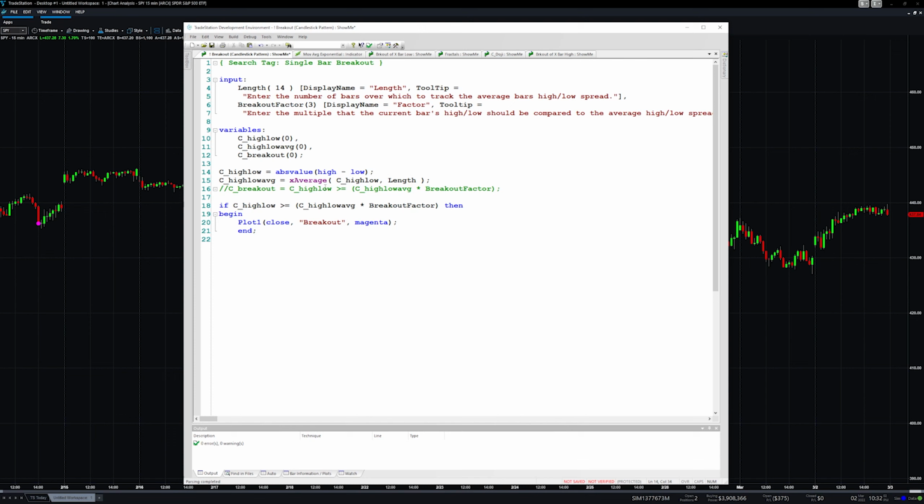And then we have our high-low average, so we're using the exponential moving average of this number right here, the high-low, by the length, 14. And so now what we're saying, if our high-low, which is just the difference right here, is greater than or equal to the last 14 bars average times our breakout factor, then we're going to plot on the close of the bar, we're going to plot breakout in magenta.